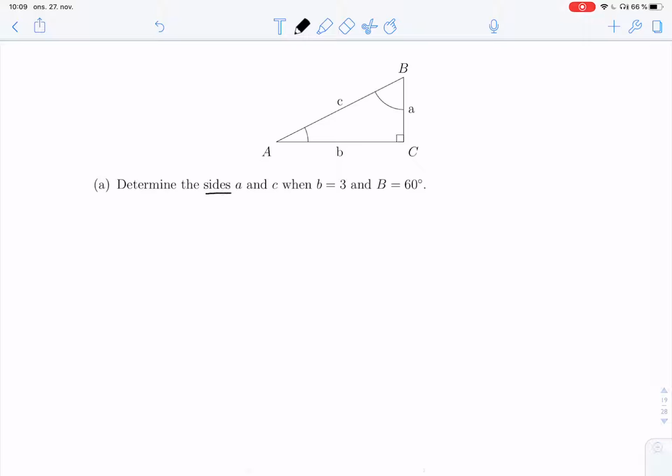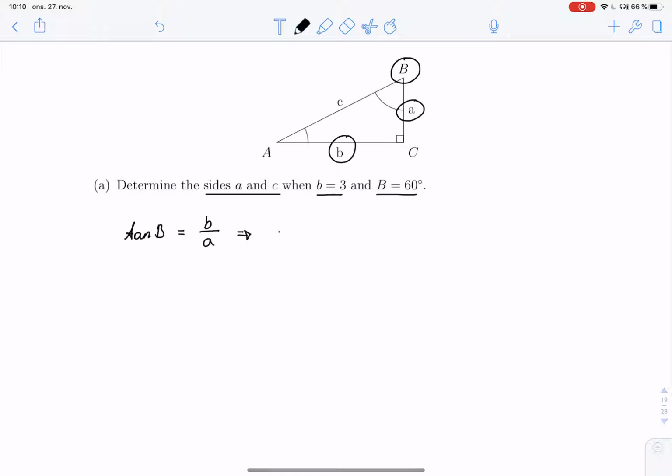Here we are to decide the sides A and C when we're given the side B and the angle B. So we know this angle B and the side B. And if we start with the A, we need to figure out which equation to use. And here it would be tangent. The tangent would be the opposite side divided by the adjacent side. And since we want A, we will multiply with A and divide by tangent B.